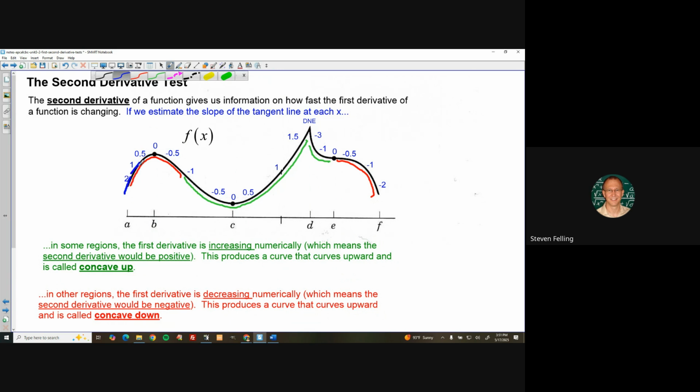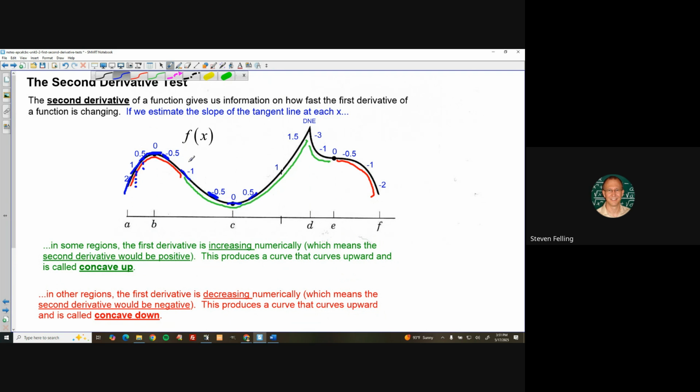Here, the slope of the tangent line at this x value is 1, the slope at this value is a half. Here's a critical point where the tangent line slope is 0. Here the slope is negative a half, negative 1. The slope of this tangent line is negative a half, then 0, then positive.